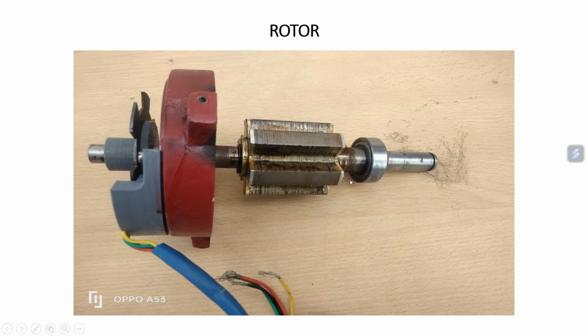Then rotor. Here I have removed the rotor of this motor, and you can observe the image of the rotor. This entire portion is nothing but the rotor of the switch reluctance motor. Now rotor shaft. This portion is nothing but the shaft of the switch reluctance motor. Okay, this is the shaft of the switch reluctance motor.